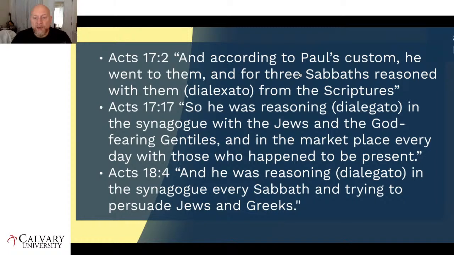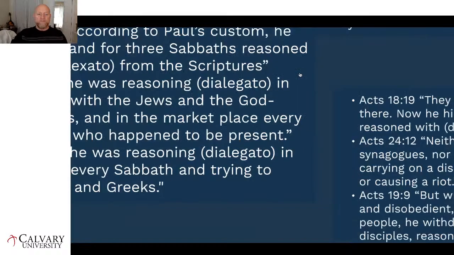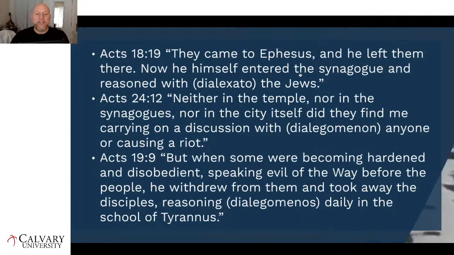Acts 18:4, and he was reasoning, same root word, in the synagogue every Sabbath and trying to persuade Jews and Greeks. Acts 18:19, they came to Ephesus and he left them there. Now he himself entered the synagogue and reasoned with the Jews. Again, could be sermonizing and lectures, but more likely it was dialogue.